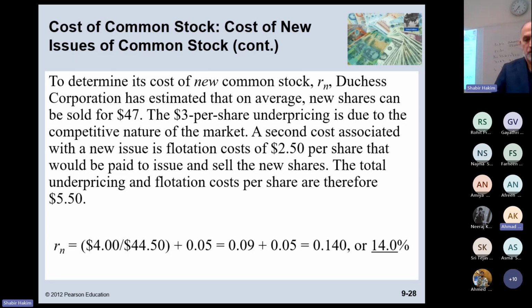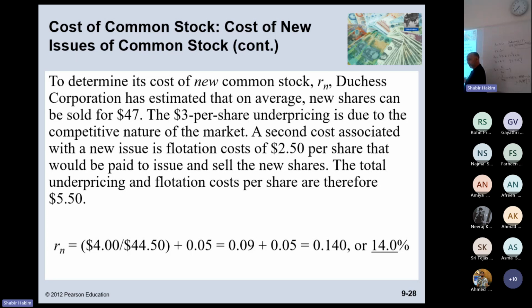No questions? Good. Let's move on. 1% extra cost, 14% per share for the new issue. Oh, no, 14% is the cost of equity now. Simple.